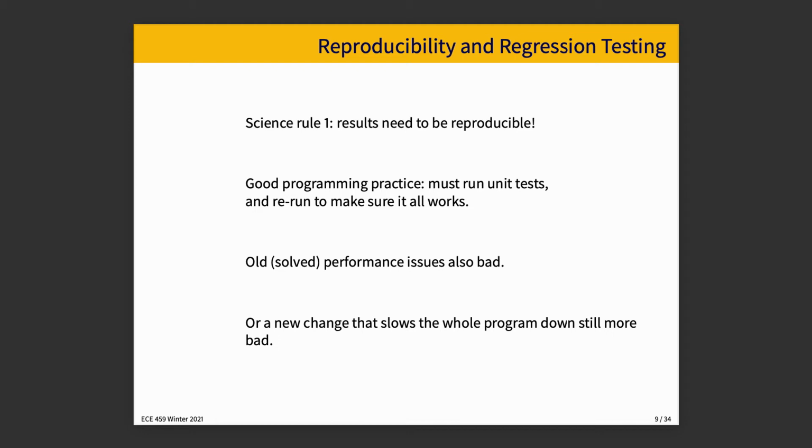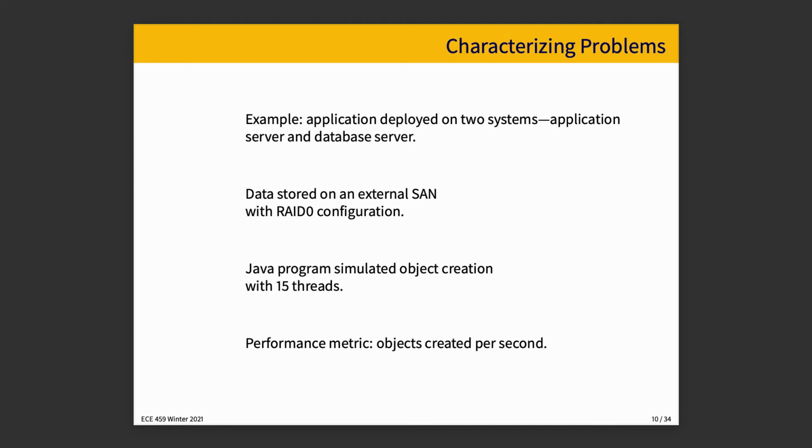We'll take a look at a small example. And this example is based on an application that is deployed on two systems. There's an application server and there is a database server. The database server has its data stored on an external storage area network with a RAID 0 configuration.